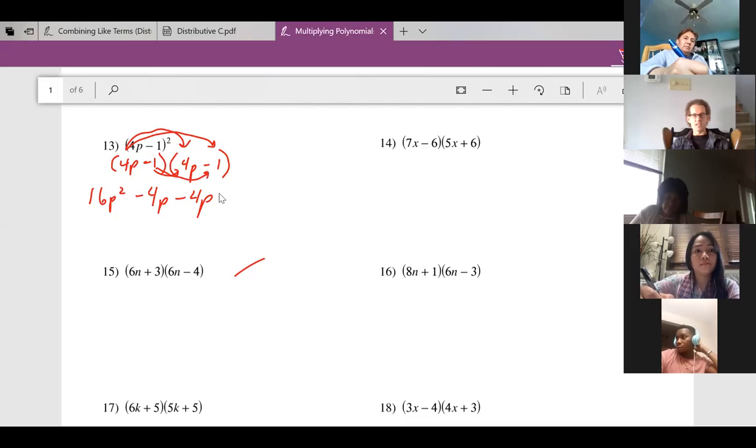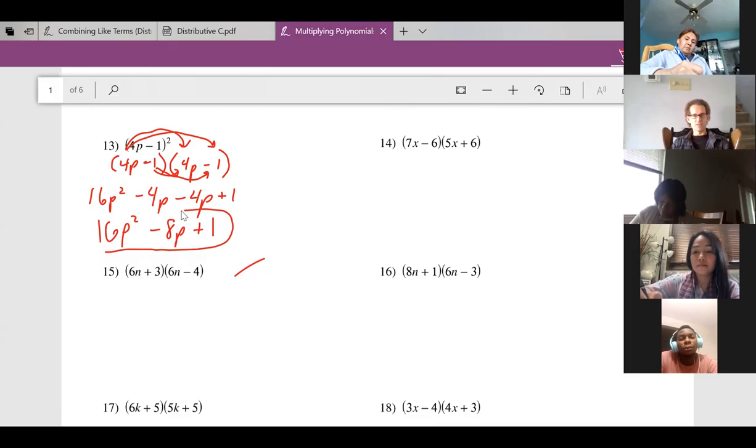So here, your like terms would be any number with just the variable p. So negative 4, negative 4, that's going to become negative 8p. The positive 1 stays the same. Of course, your 16p squared doesn't change because there's nothing else with a squared variable. So that's your simplified polynomial for number 13. Should look like that.